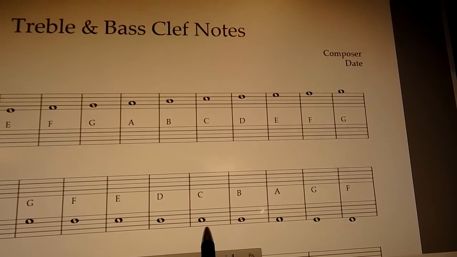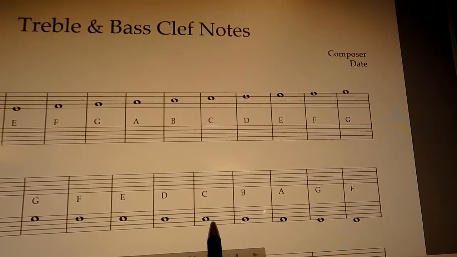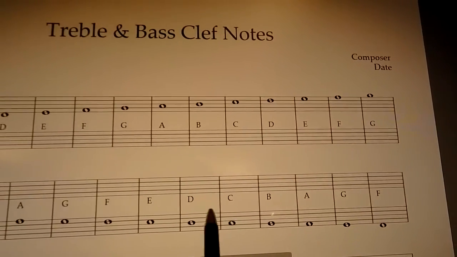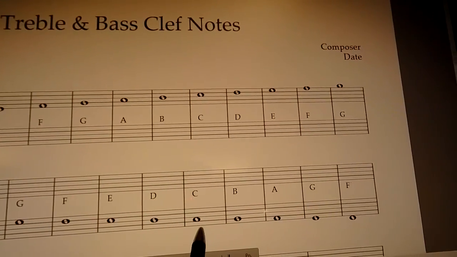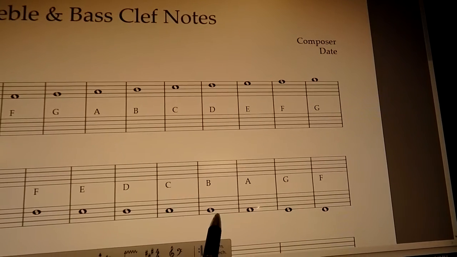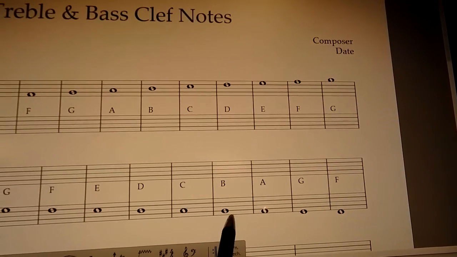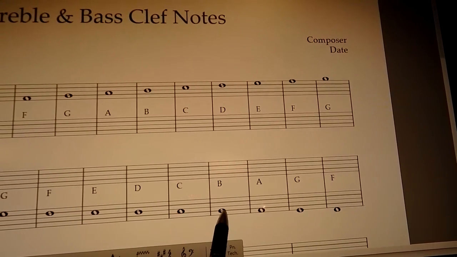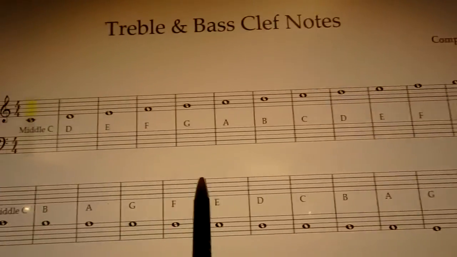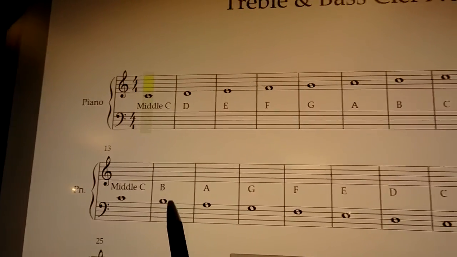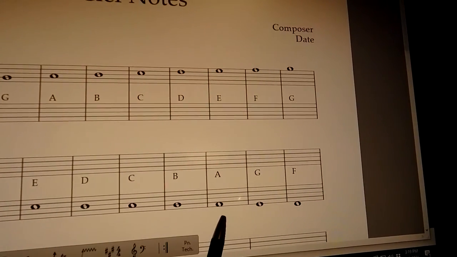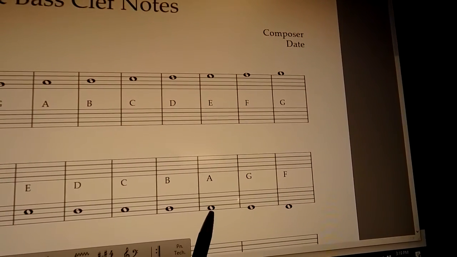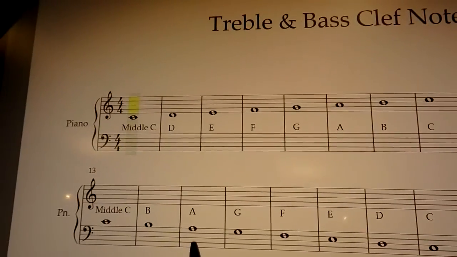C is written on the second space of the bass clef staff, and this C is one octave below middle C. Okay, it's the next C down from middle C. B is written on the second line of the bass clef staff. This B is one octave below this B. Okay. A is written on the first space of the bass clef staff. This A is one octave below this A.